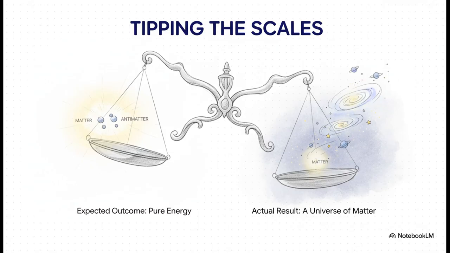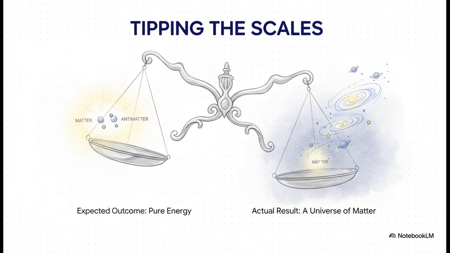See, the laws of physics are supposed to be almost perfectly symmetrical. For every particle of matter created, an equal particle of antimatter should pop into existence. And then, well, they should have immediately found each other, annihilated in a massive flash of energy, and left behind a vast, empty universe filled with nothing but light. But, obviously, that's not what happened.